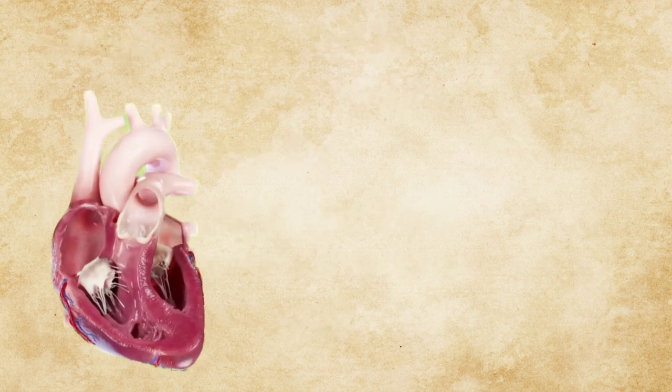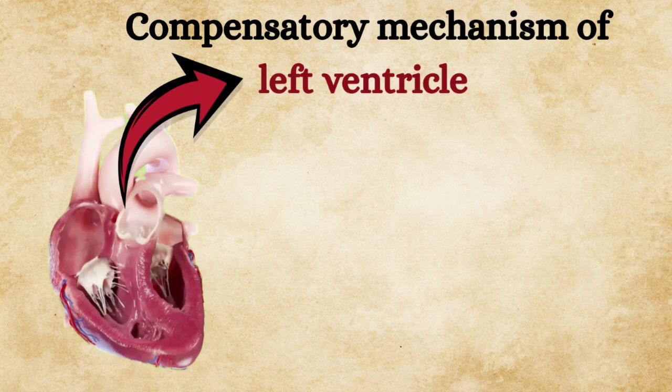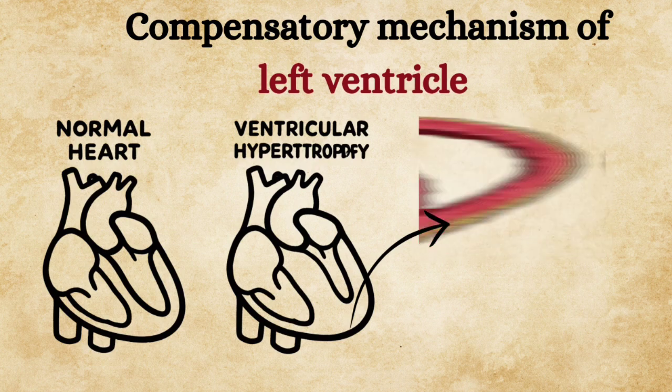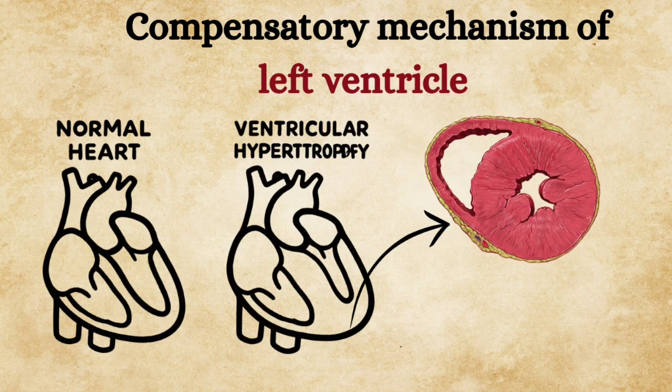To overcome the obstruction and maintain adequate blood flow to the body, the compensatory mechanism of the left ventricle is to work harder. This leads to concentric left ventricular hypertrophy, LVH. The muscular walls of the left ventricle thicken, and the overall mass of the ventricle increases. This leads to decreased cavity size.